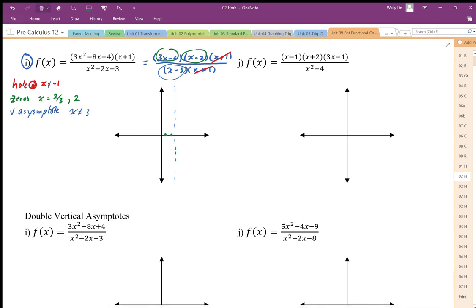We can determine a y-intercept. The y-intercept is an easy coordinate to find because we just plug in 0 into the expression. We plug in 0, we end up with +4 in the numerator, -3 in the denominator, so our y-intercept is going to be at y equals -4/3. We know that's going to cross somewhere right around here.